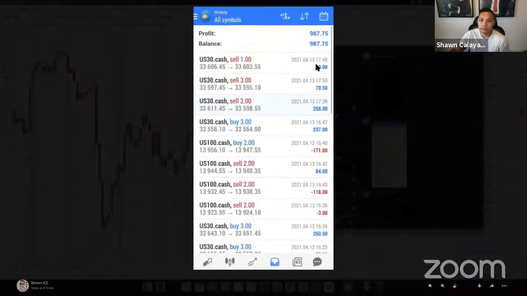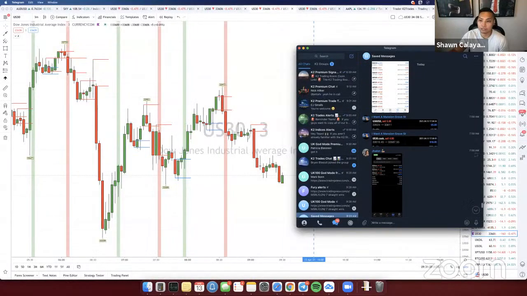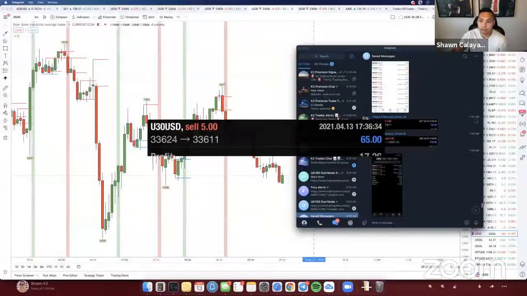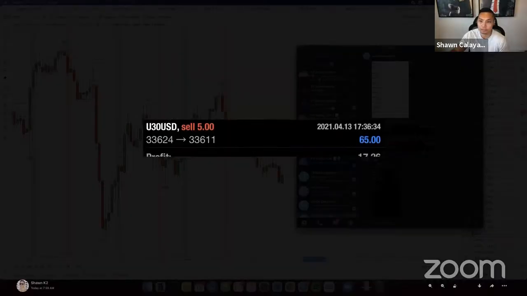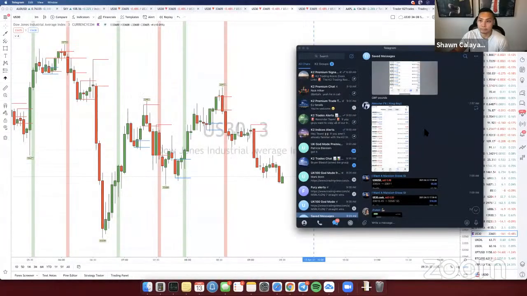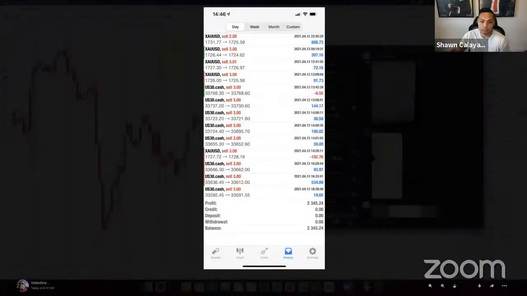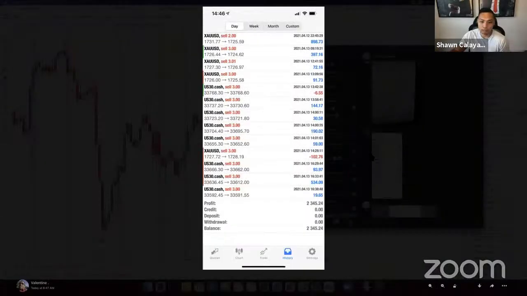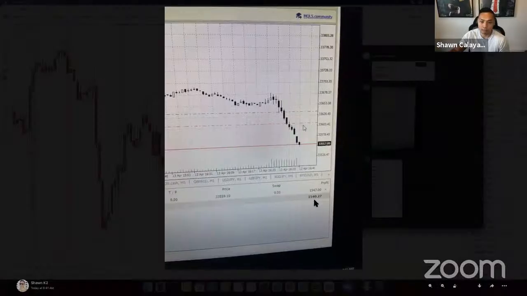Cheryl over here locked in about 987. Jelon over here on the other account, 1,500. Here on Stanley's 2 accounts, he took a 4 lot. He made 916. His 5 lot made 65. Ray over here locked in, let's see, 40 euros right there. Funk A locked in 100 pounds right here. And Valentine locked in 2,345 off his account. So as you guys can see here, and Rick also, he locked in 1,540.